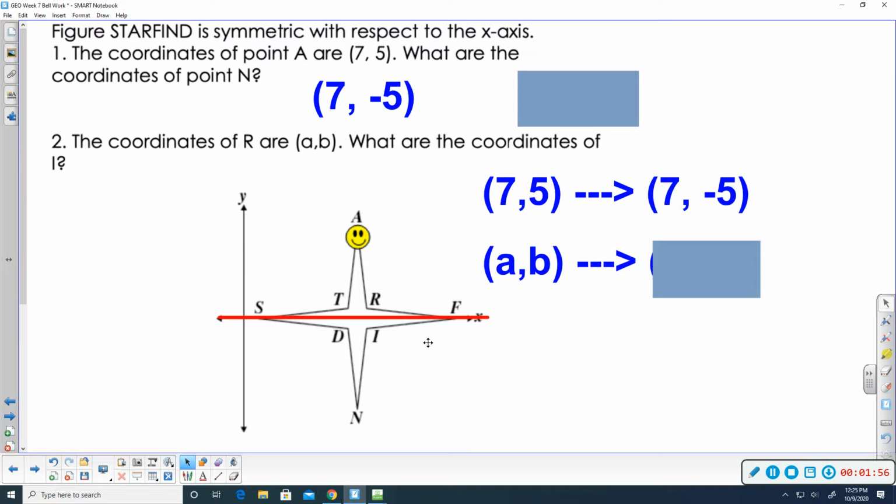Symmetry with respect to the x-axis means we could reflect this top part over the x-axis to get the bottom part. So 7, 5 turns into 7, the opposite of 5, which means that A, B is going to turn into A, the opposite of B. So the coordinates of point I are going to be A, the opposite of B.